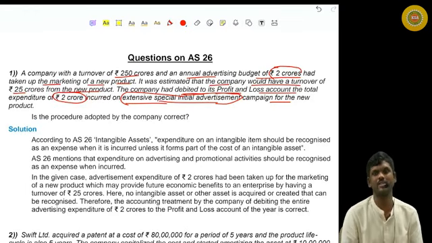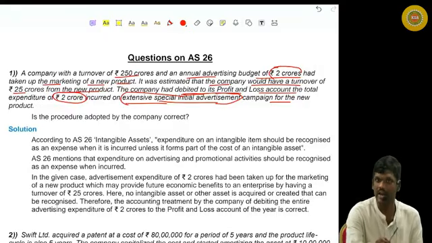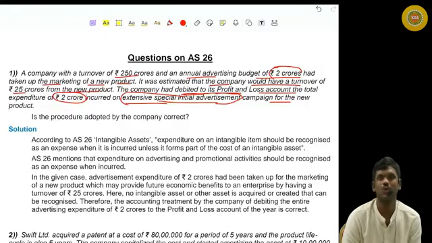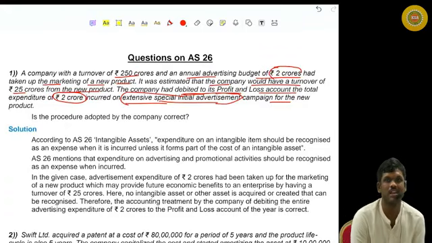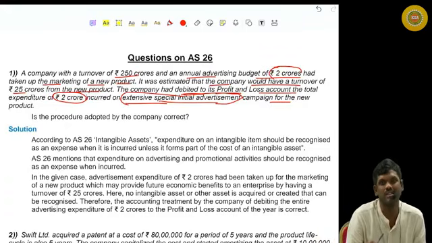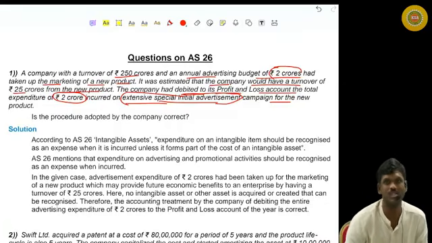No, this is an advertisement expense. AS26 is very, very clear. It should be charged to P&L. Here, one tip from my side is please don't just conclude by saying, no, the company is right, it should be charged to P&L. You cannot conclude like that. That is, you cannot just write only these two lines.